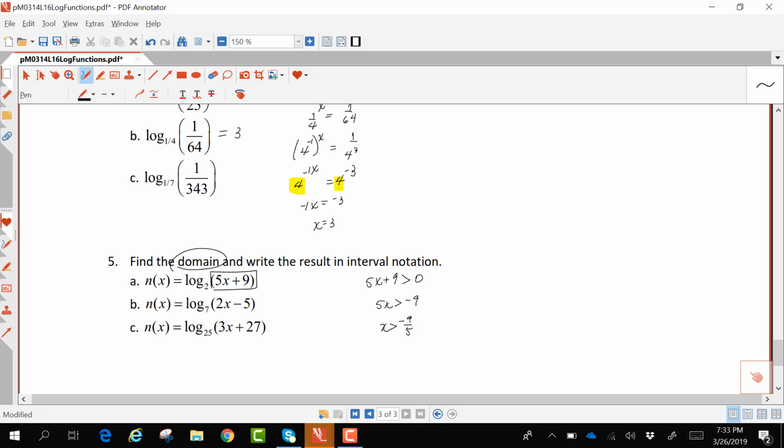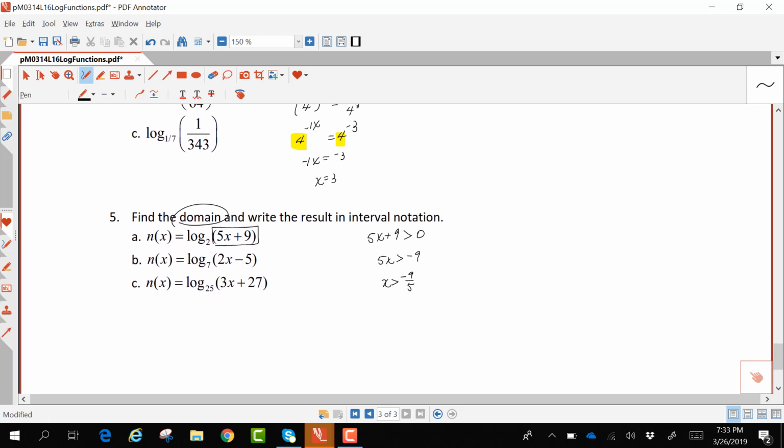It does ask me to write this answer in interval notation, so I'll have to take my inequality and rewrite it as negative 9/5 to infinity, using parentheses on each end because it's a greater than symbol, not greater than or equal to. I do hope this lesson makes it easier for you to understand the beginning of logarithms.